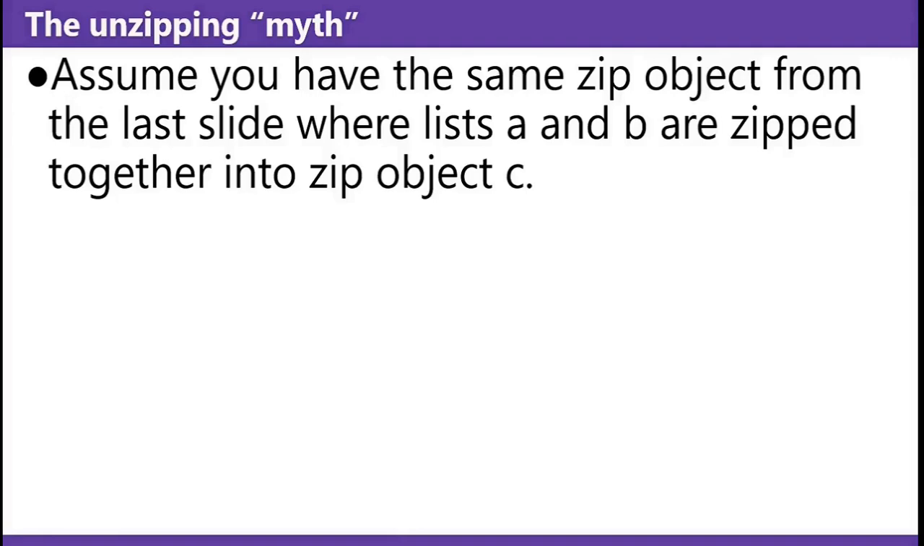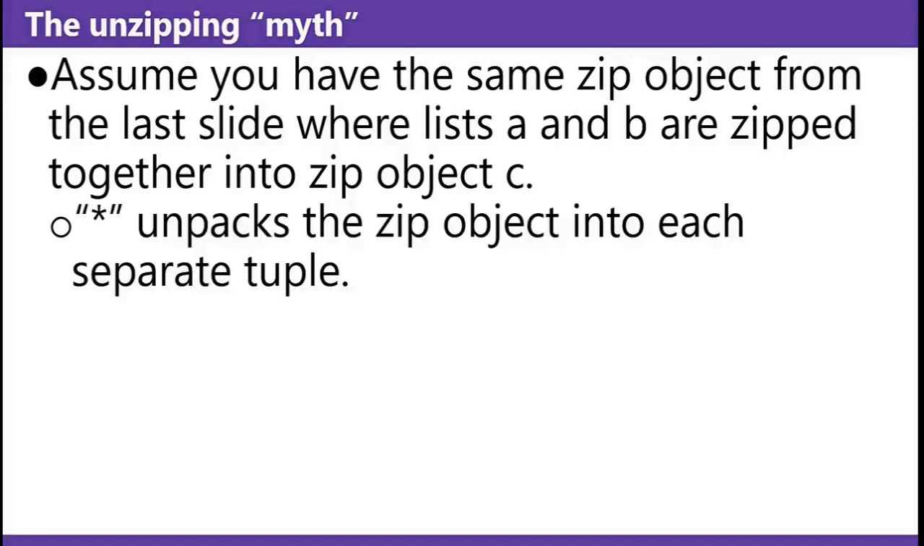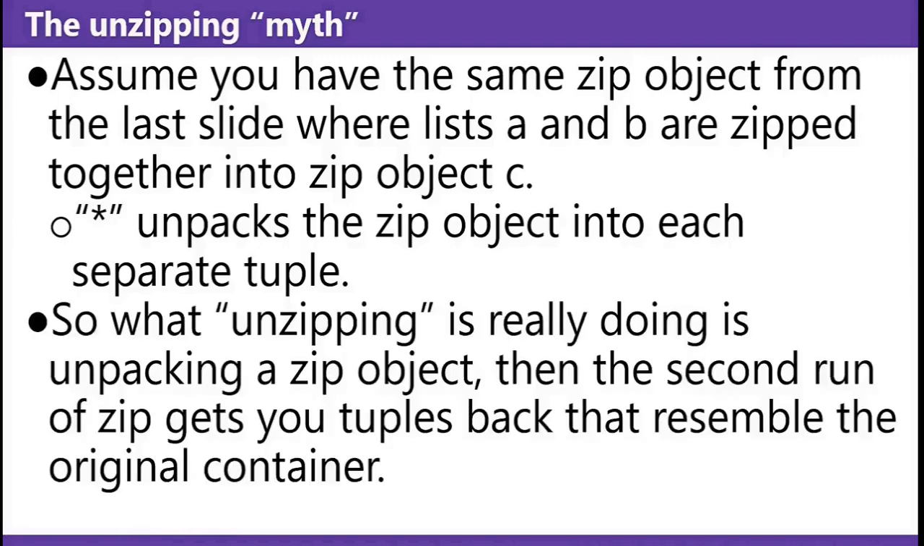Assume you have the same zipped object from the previous slide where list A and B are zipped together into zip object C. Star unpacks the zipped object into each separate tuple. When you re-zip each separate tuple, you're reading the first element of the first container, the second element of the first container, and so on. So what unzipping, in quotes, is really doing is unpacking a zipped object, and then the second run of the zip gets you tuples back that resemble the original containers.